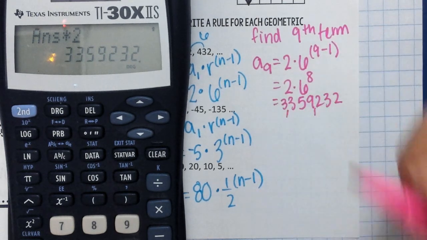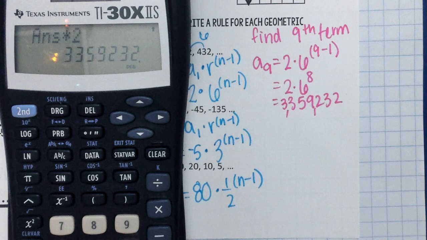3,359,232. What are we doing with that much cash? I wouldn't be here. You do 6 and then hit that caret button, 8 equals. And then times 2. So it's different because it's dividing and multiplying. Yep, this one's different because it's dividing and multiplying. It is a lot.